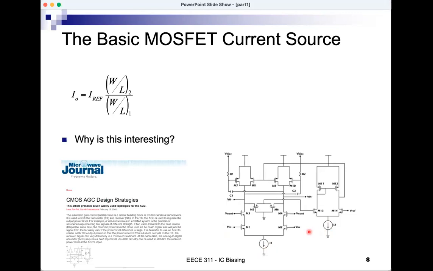amplifiers. So how do you build them? When you see something like this circuit, of course there are resistors and MOSFETs and capacitors, and that's fine. But what about these? How do you build these?